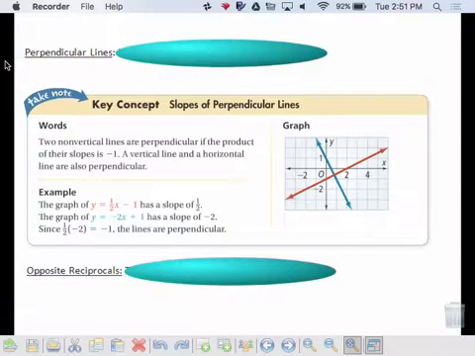Okay, so yesterday we talked about parallel lines. What do we know about parallel lines? The slopes are the same. They have the same slopes. Today we're going to talk about perpendicular lines. What are perpendicular lines?